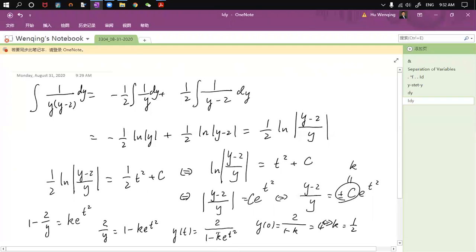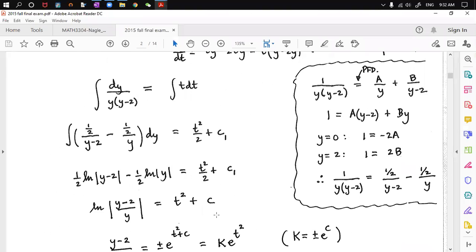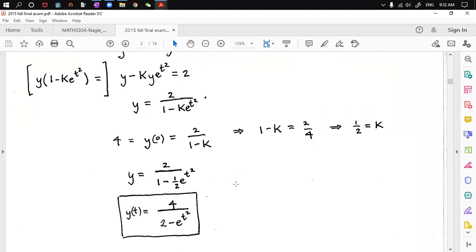Once you know k, you can put 1/2 here. That's going to be your final solution. I'm not going to go much into the detail; everything is simple for the rest. Once you get k is half, you get a solution y(t) is 4 over 2 minus e to the power t squared. That's how you get your solution in a particular form.